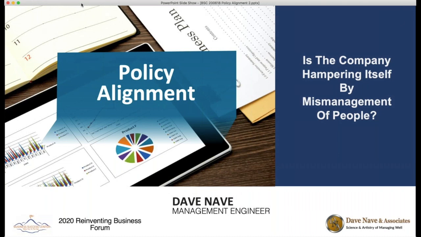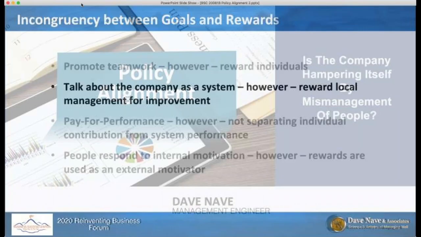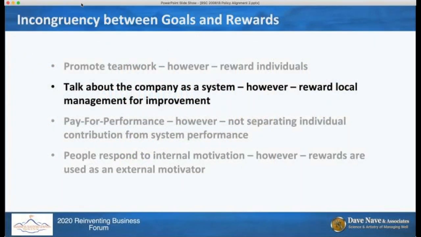There we are. Okay. So this is a series, and we're going to talk more about policy alignment. In this case, we're going to talk about the incongruency between the goals and rewards, the second item on the list here. And before we move further, I need to talk about what is a system.